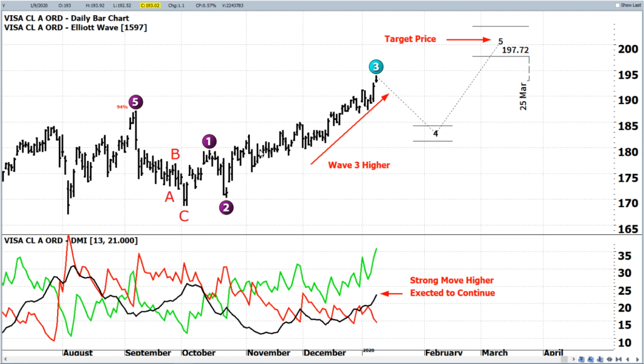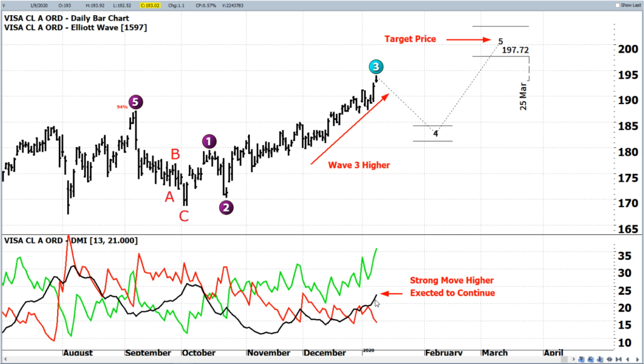The beginning of the wave 3 just kind of started ho-hum, a little bit of a drift up, and then the impulse kicked in. And looking at the DMI, one of our favorite confirming indicators, it was showing great separation between the two directional indicators, and the ADX is curling up.